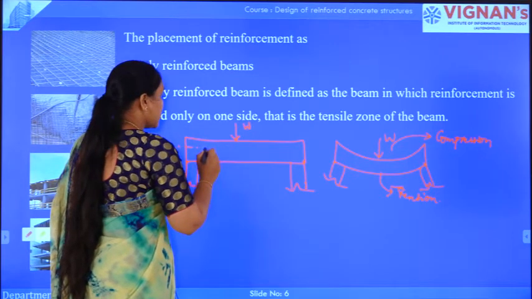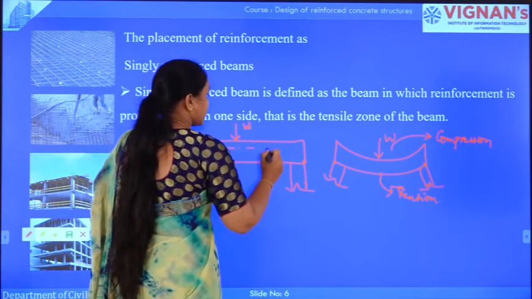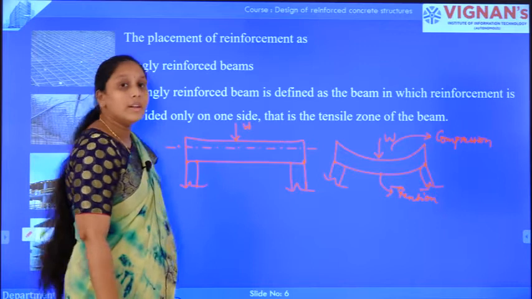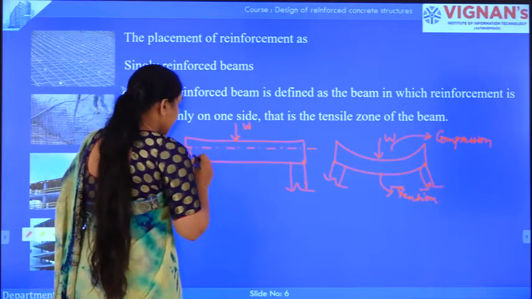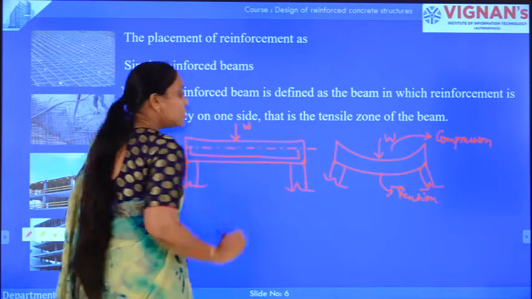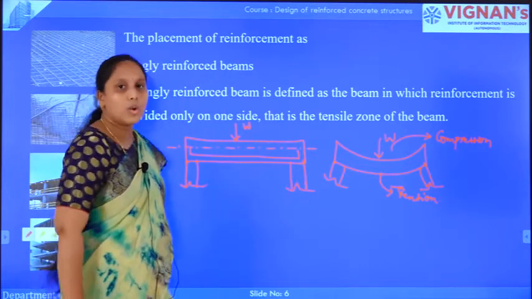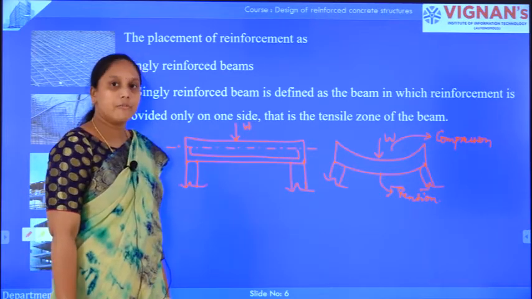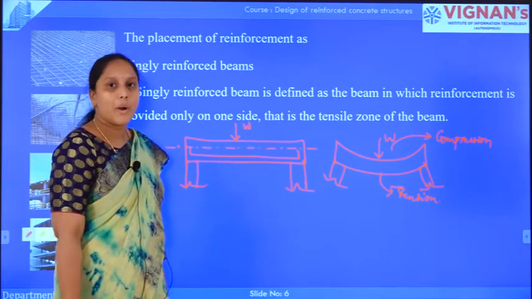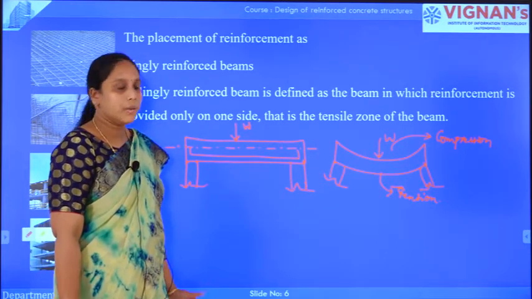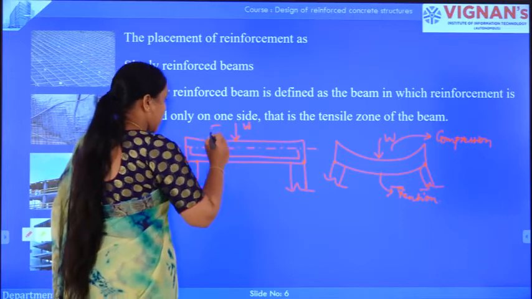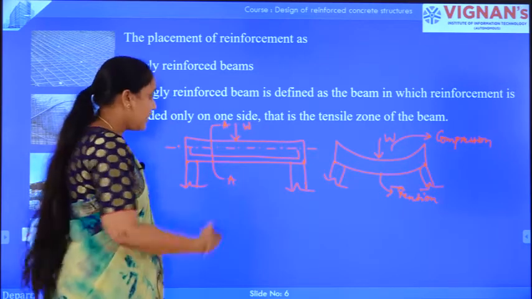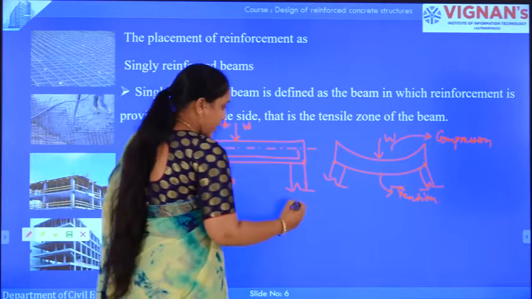Suppose this is the neutral axis. This part is going to be the tensile zone. The reinforcement is provided in the tensile zone. If the reinforcement is provided in the tensile zone, then such a kind of beam is called a singly reinforced beam. That is, the reinforcement is provided only on one side of the beam. If I take a section somewhere over here, suppose here I take a section A, then let me draw the section of a singly reinforced beam.